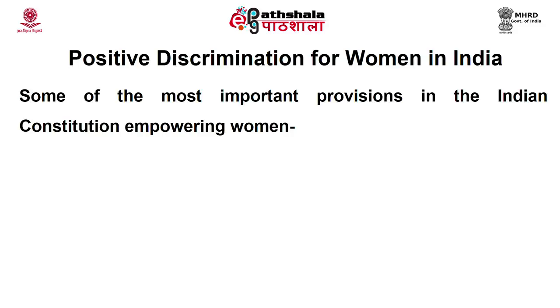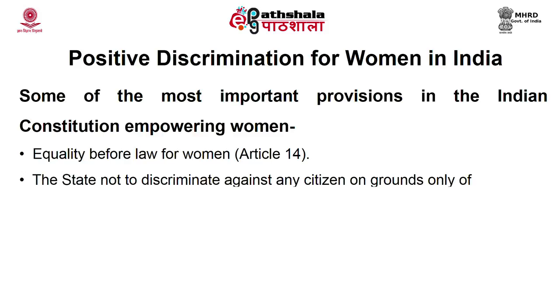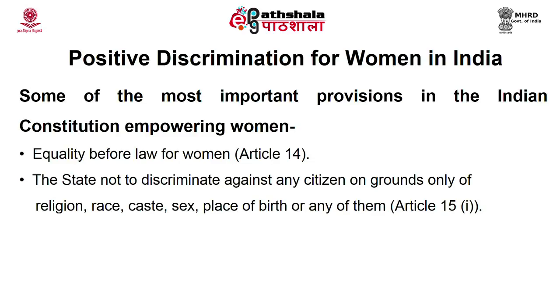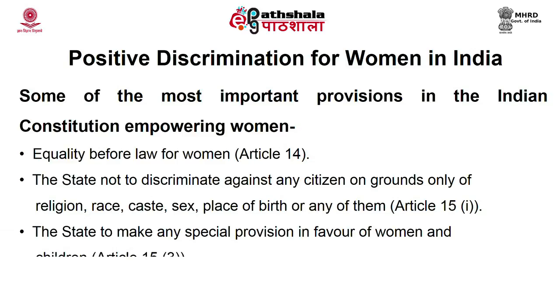A few of the most important provisions in this regard include, first, equality before law for women through Article 14. Second, the state not to discriminate against any citizen on grounds only of religion, race, caste, sex, place of birth, or any of them, Article 15(1). Third, the state to make any special provision in favor of women and children, Article 15(3).